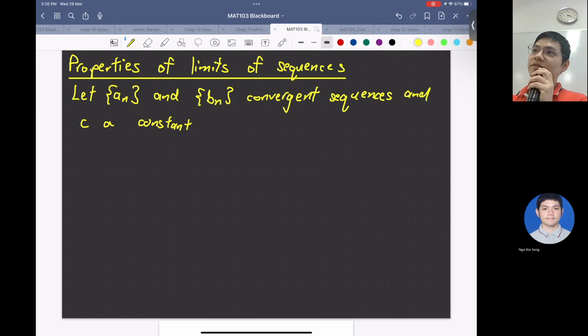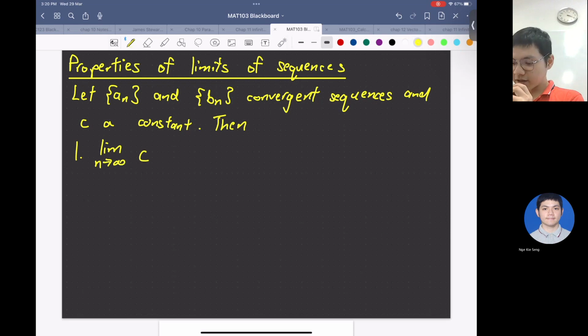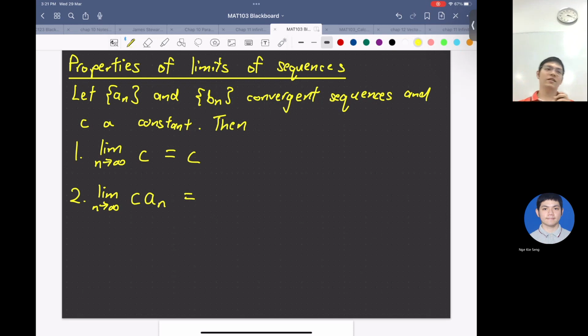A constant sequence, or the zero sequence, converges to itself. So this is the first property here. If you take a constant sequence C, it will converge to just C. And then if you take a convergent sequence a_n and multiply everything by C, so you scale your sequence by C, you want to guess what you get? It's just C times the original limit.